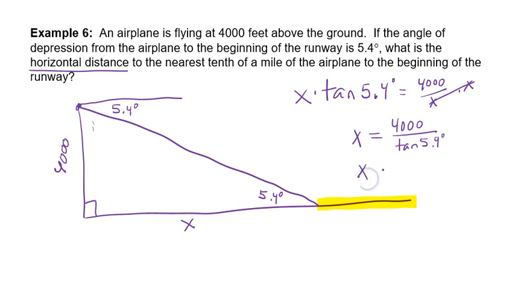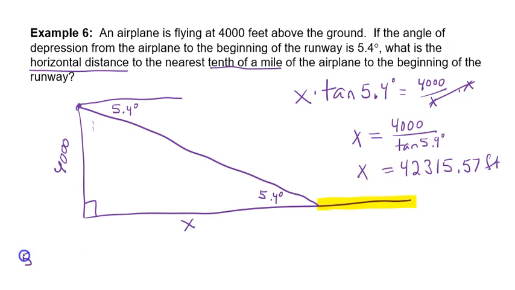And when I type that into my calculator, I'm going to get a pretty big number, 42,315.57 feet. Okay, so that's pretty good. We've got the answer. The only problem is they asked for this in tenth of a mile, and this is actually in feet. And the way I know it was in feet is because the 4,000 was in feet, and that's the number that I used to get that. So I need to convert.